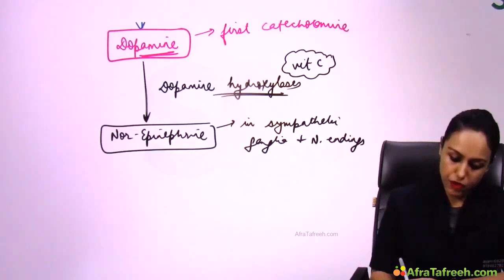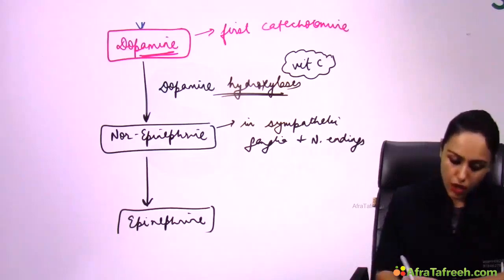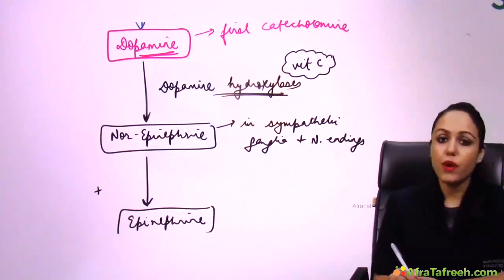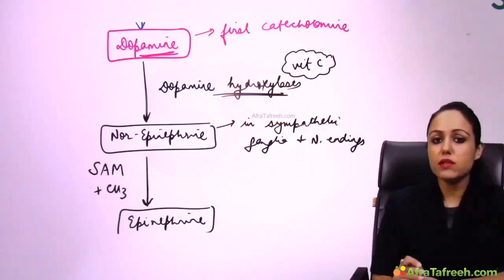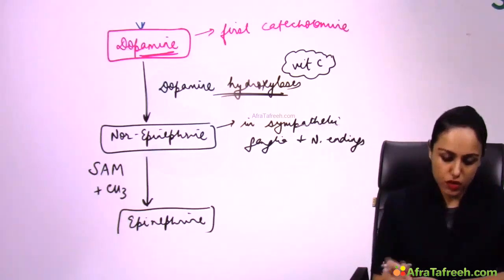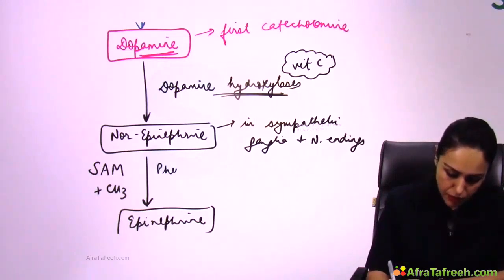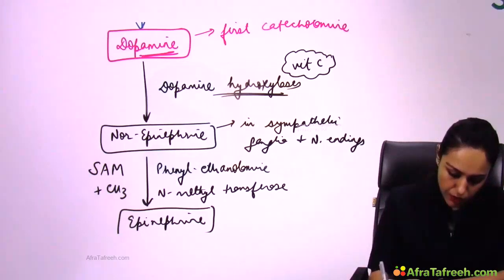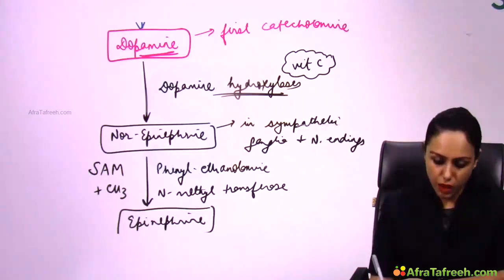Now, this norepinephrine will be converted to epinephrine, and in this conversion we have to add a methyl group. Who will give this methyl group? SAM, that is S-adenosylmethionine, will give this methyl group, and the name of the enzyme here is phenylethanolamine N-methyl transferase. See, the name of the enzyme is methyl transferase because a methyl group is getting added in this step, right?